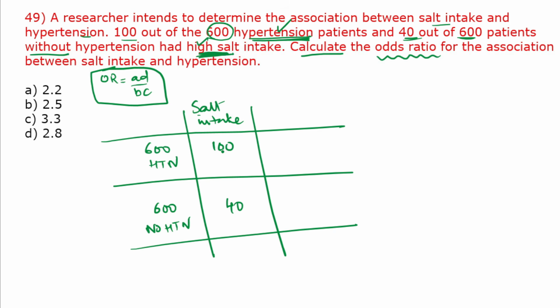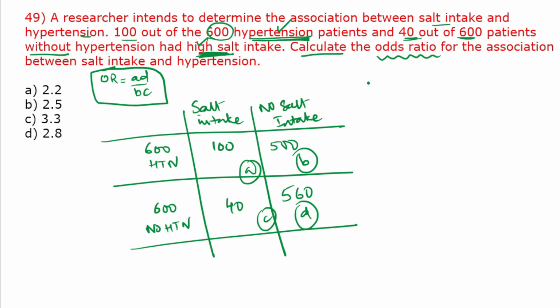If you take 100 out of 600 and subtract, then you have 500 people with no salt intake. You should also have people with no salt intake here, and if you subtract 40 out of 600, you will get 560. So this is A, this is B, this is C, and this is D.